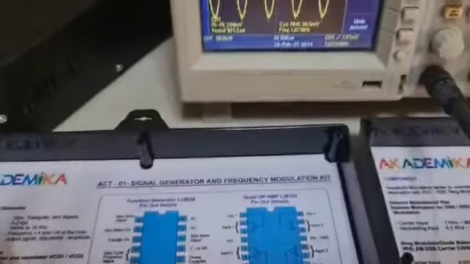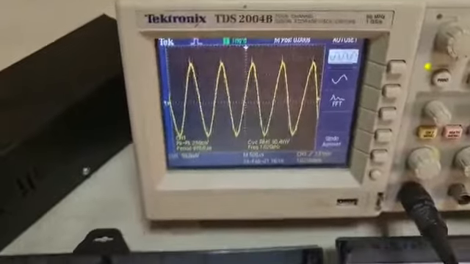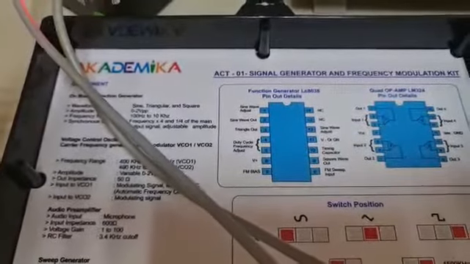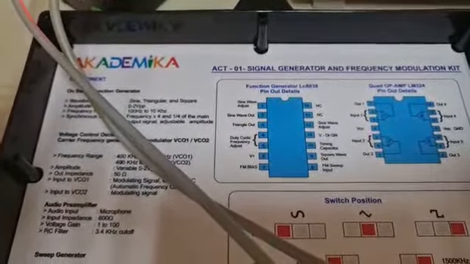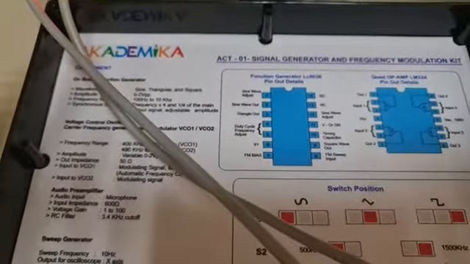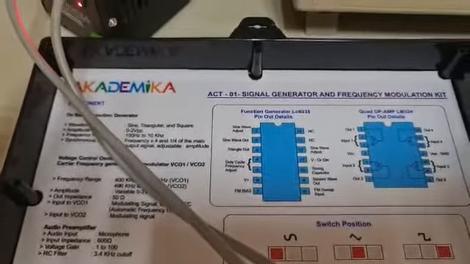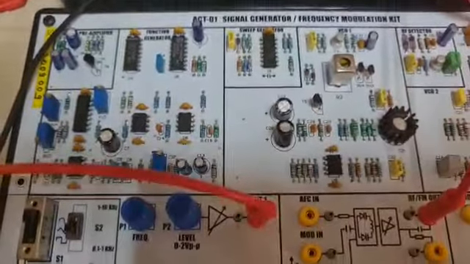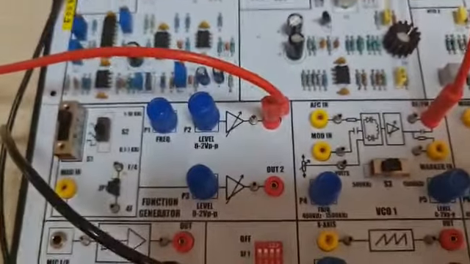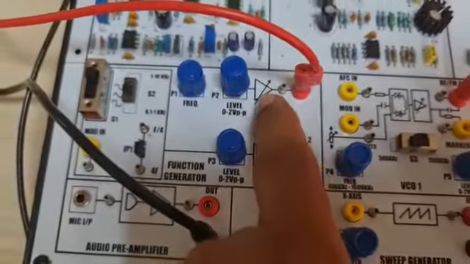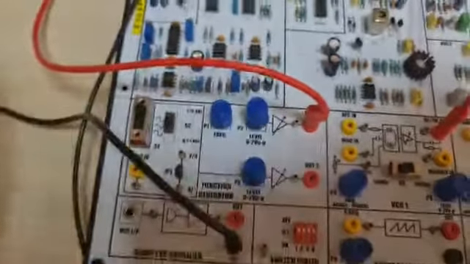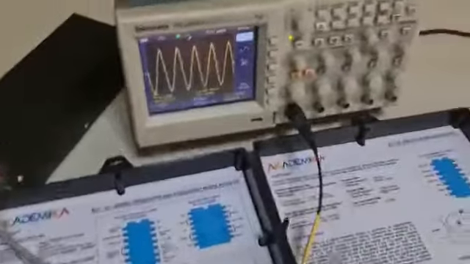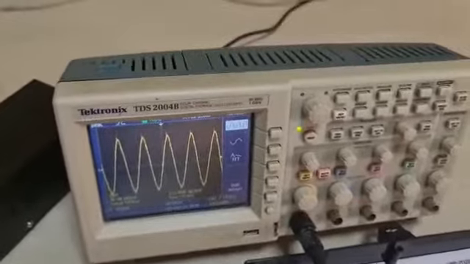Then the kits: this signal is coming from a signal generator. This is the first kit, the signal generator kit. It's also showing signal generator and frequency modulation kit. We can perform various experiments through these kits, but for the time being we use this kit for signal generation. Here is the function generator. We are taking the output of this function generator, connected with the help of this CRO connector, and given to the input of the CRO, and we are getting the modulating signal.